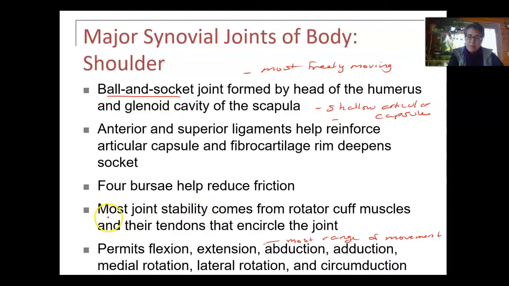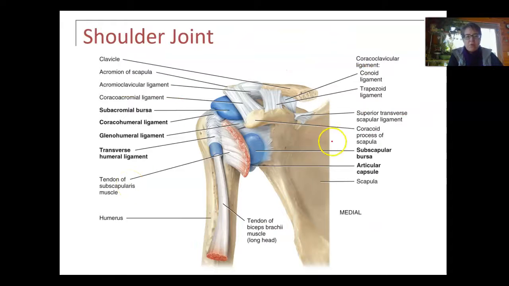But also most of the joint stability comes from the rotator muscles and their tendons that encircle the joint, but more so coming from the back. If we're looking at this, right here is the scapula. Oh, no, this is the front, because this is the anterior view. So this is the scapula, this is the humerus, and here in the front is the clavicle. These bones just come together and the humerus just kind of hangs out in there.